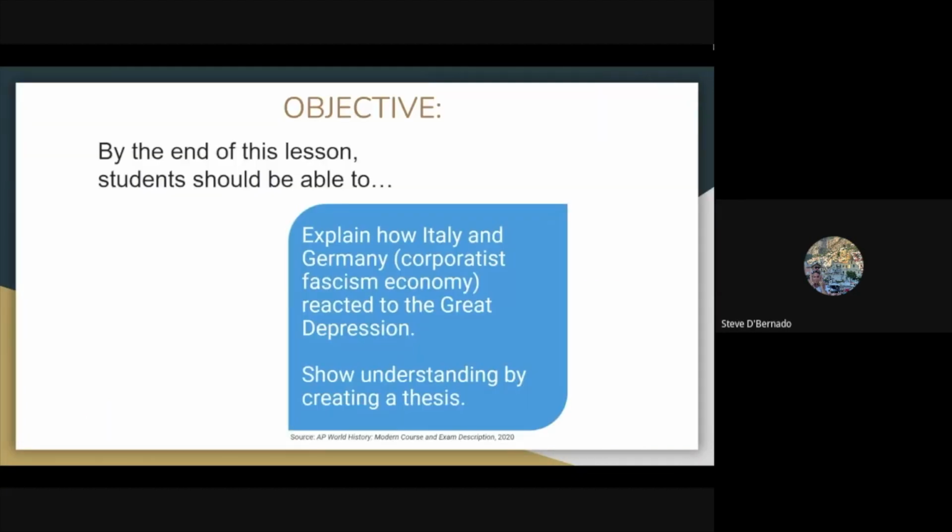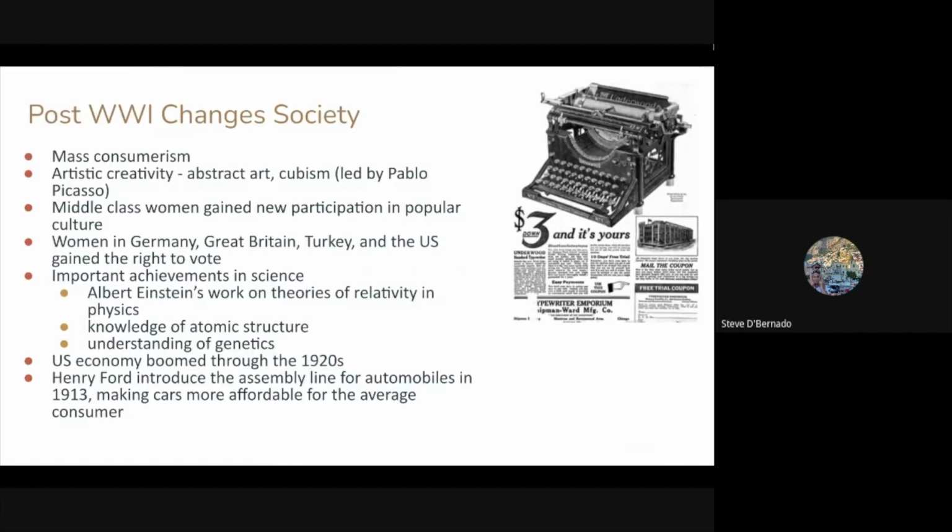So, again, by the end of this lesson, you're going to explain how Italy and Germany reacted to the Great Depression. I'm adding in the Soviet Union as well, and the United States. So how did the United States, Italy, Germany, and the Soviet Union react to the Great Depression from an economic perspective? Let's take a look. Well, what happened after World War I?